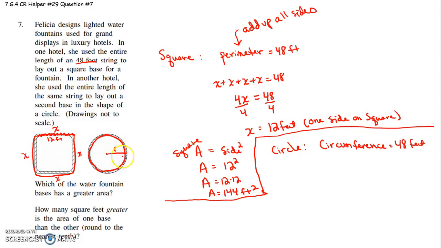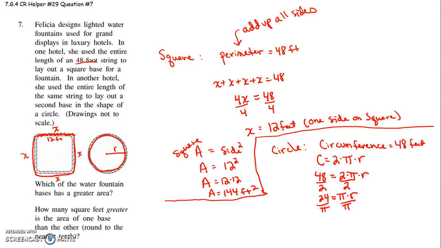I'm looking for the radius of that circle because you have to have a radius before you can find the area. So circumference equals 2 times pi times the radius. My circumference is 48, so 48 equals 2 times pi times the radius. Going to divide both sides by 2. So then I have 24 equals pi times the radius. I'm going to divide both sides by pi. I know I need to round to the nearest tenth in the end, and maybe I'll do some rounding now.